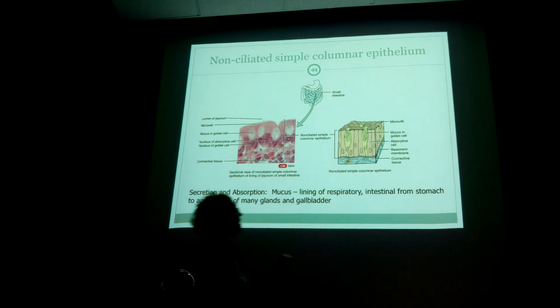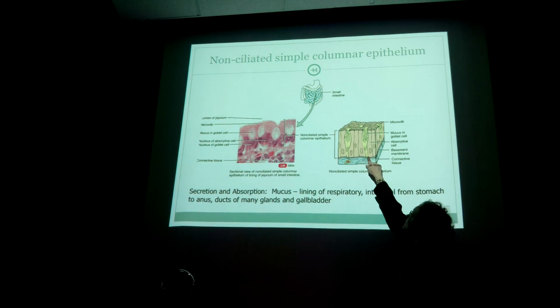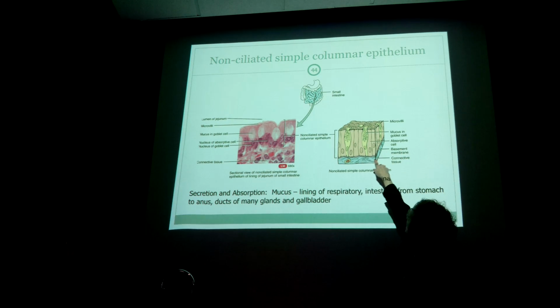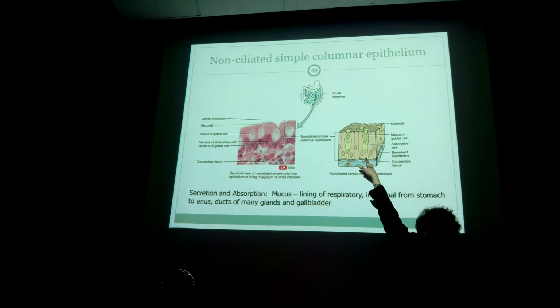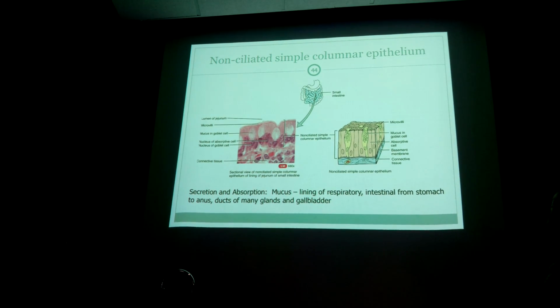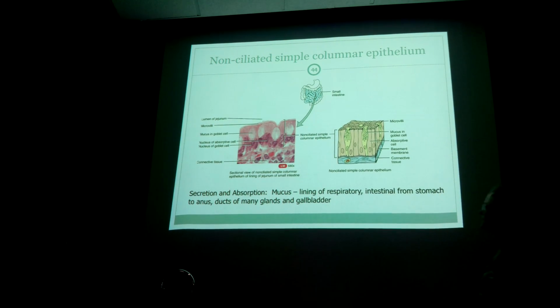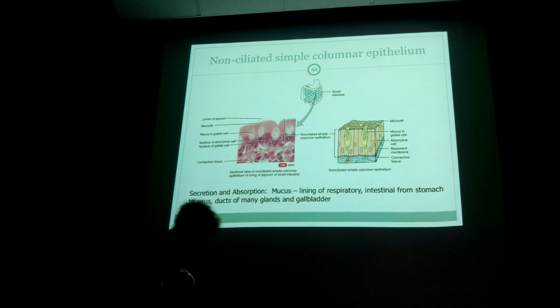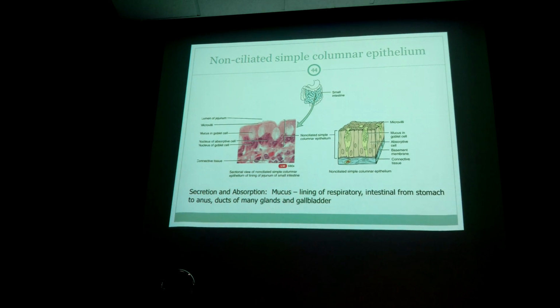And here would be a mucus goblet cell within this columnar, and this is a mucus-producing cell. We have a lot of those goblet cells. They're sort of everywhere. And again, you can see the basement membrane, the blood supply.